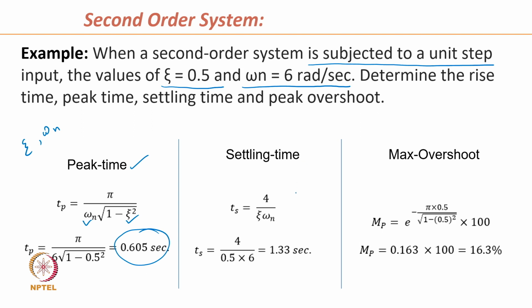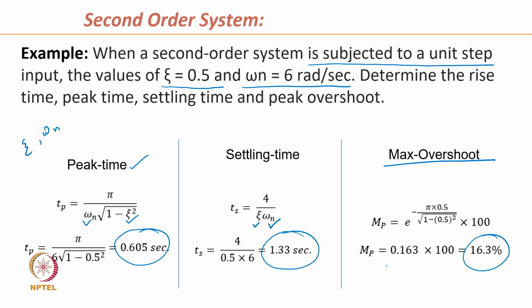Settling time is 4 upon zeta omega n. We apply zeta and omega n here and we get settling time as 1.33 seconds. Maximum overshoot in the system is e to the power minus pi into zeta divided by under root 1 minus zeta square, into 100. So, Mp comes out to be 16%.